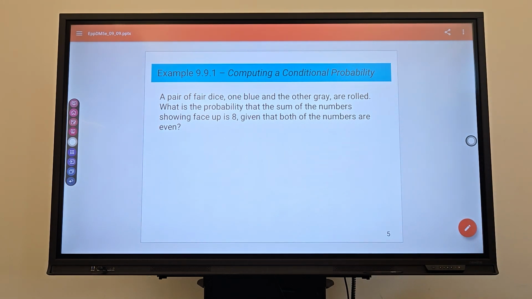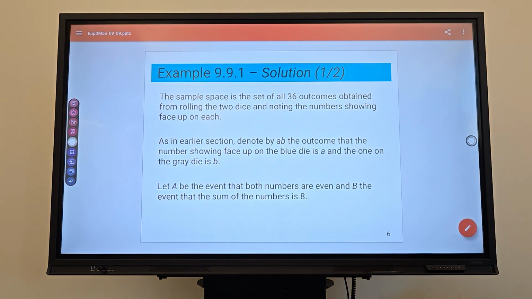So a pair of fair dice, one blue and one gray, are rolled. What is the probability that the sum of the numbers showing face up is 8 if both of the numbers on the dice are even? Well, the sample space is the set of all 36 outcomes obtained from rolling the two dice and noting the numbers showing face up on each. As in an earlier section, denote by A times B the outcome that the number showing face up on the blue die is A and the one on the gray die is B.